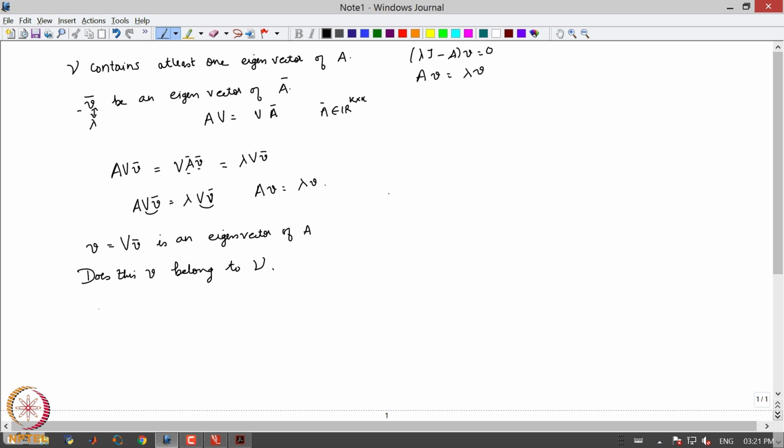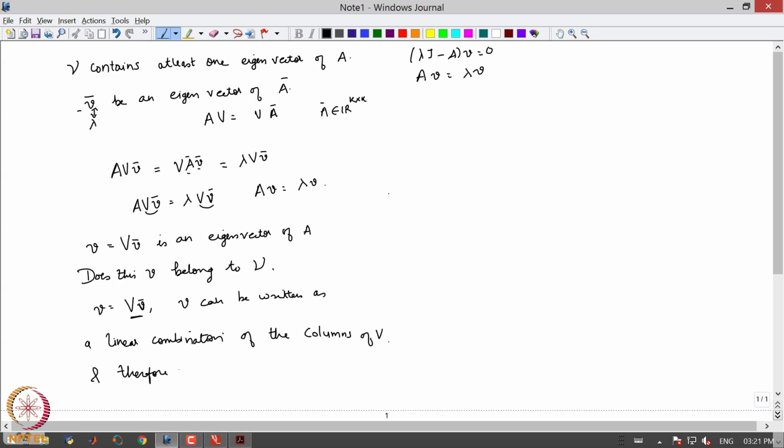Okay. Now, how is v? So, v is of this form V times v bar, the small v bar, which means that this vector v can be written, look at this expression carefully, as a linear combination of the columns of V, and therefore this V times v bar, which is equal to v, must naturally belong to V.